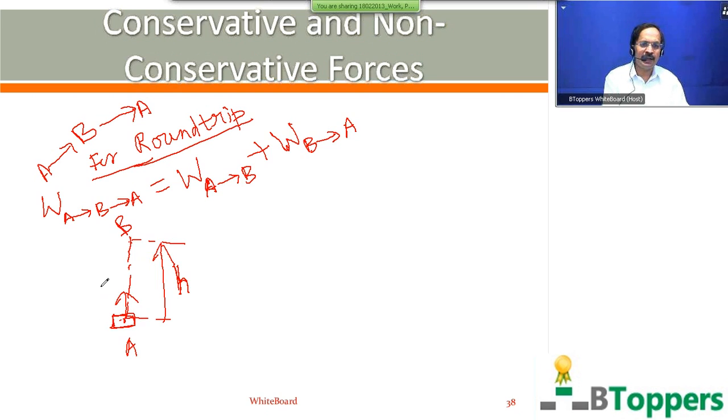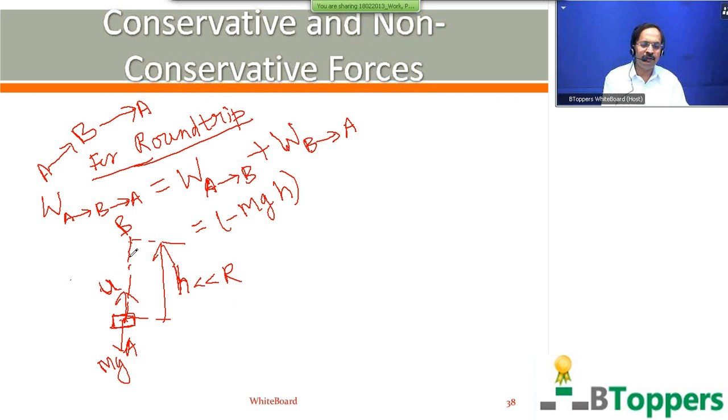During the upward motion, the gravitational force mg acts opposite to the direction of the displacement. So the work done by the gravitational force on the body when it moves from A to B can be written as mgs cos theta, where theta is 180 degrees, since the gravitational force mg acts opposite to the direction of displacement. So the work done by the gravitational force can be written as minus mgh, provided this height h is negligibly small compared to the radius of the earth.